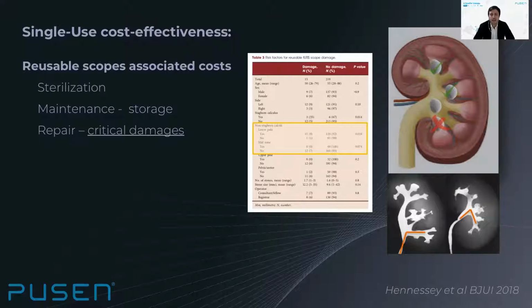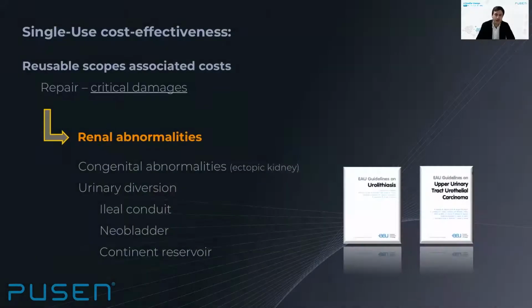So we can say that there is an increased risk of damaging the scope in procedures with an increased angle of the ureter and when narrow ureters are present. And this is just, or we can say that it is especially in cases of treating a patient with renal abnormalities, like congenital abnormalities or urinary diversions, in which we will find challenging situations, increasing the risk of damaging our scope and potentially increasing significantly the cost of the procedures.